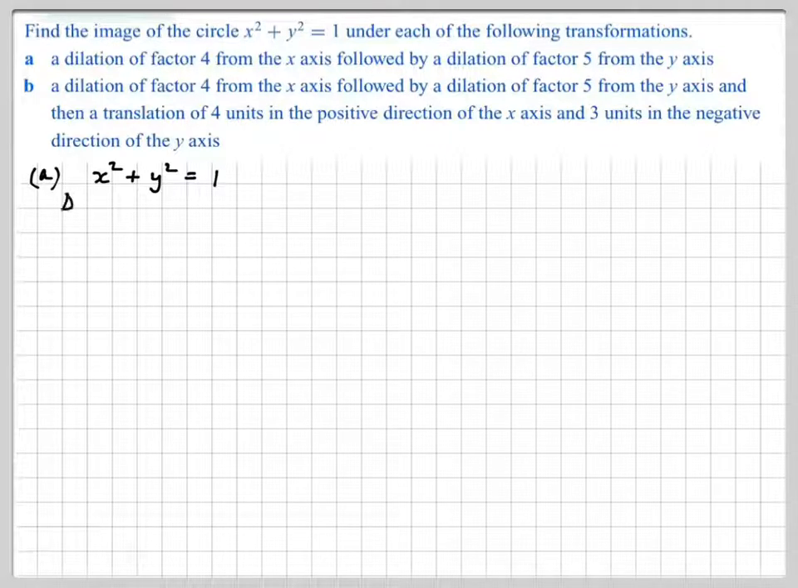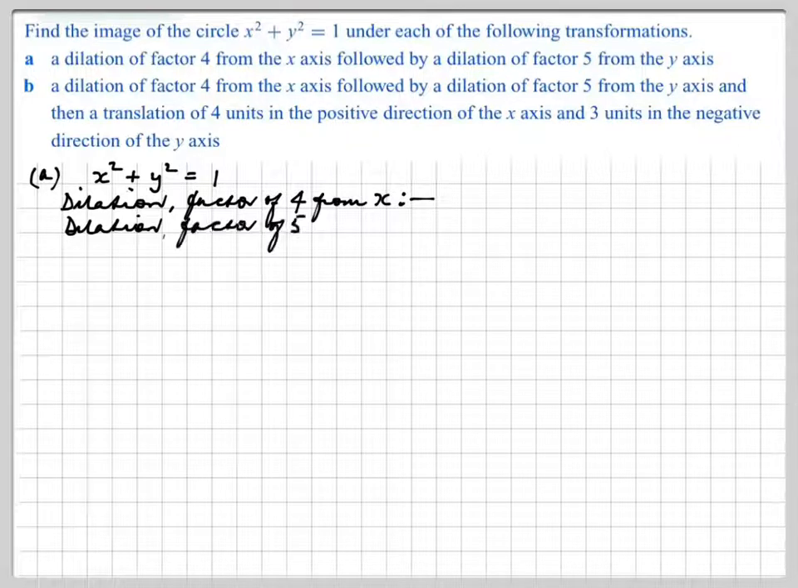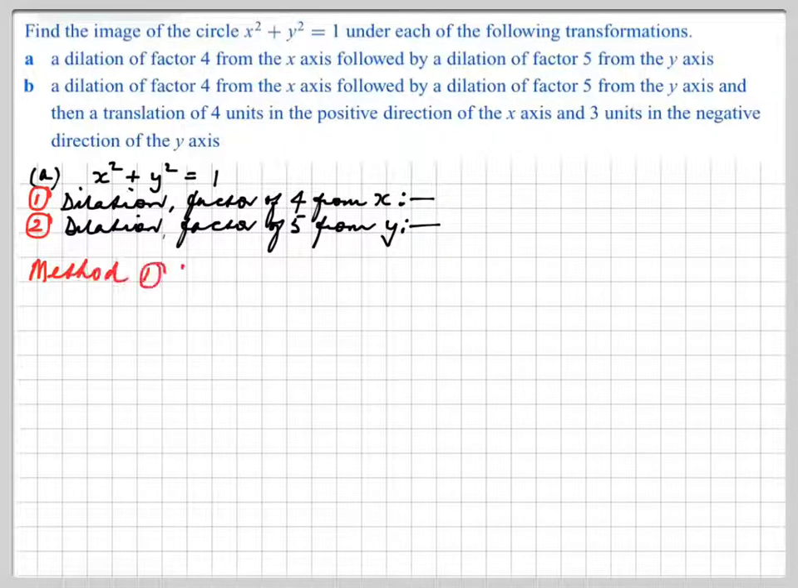Alright, if we had an original equation of that thing, we're dilating it by a factor of 4 from the x, and we're dilating it by a factor of 5 from the y. Now that's the two things we have to do to it. Here comes method 1. There's the logical way, and then there's the quick cookbook way, which gets you the answer quicker, but doesn't have much intuitive understanding behind it.